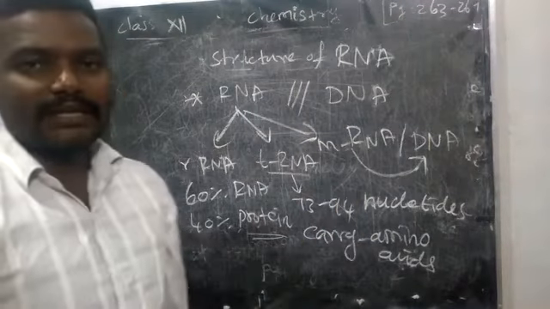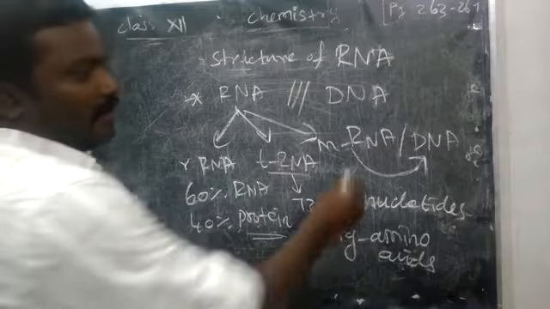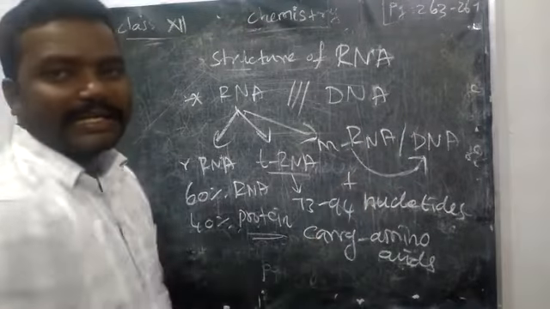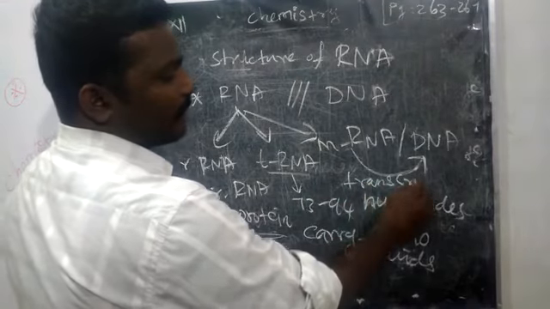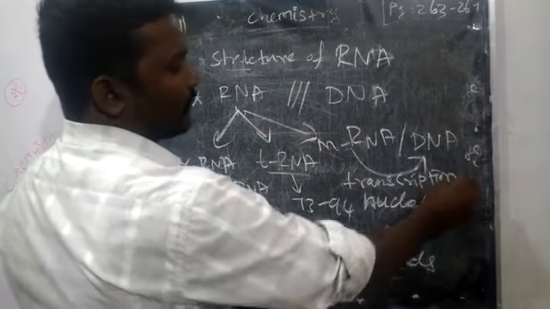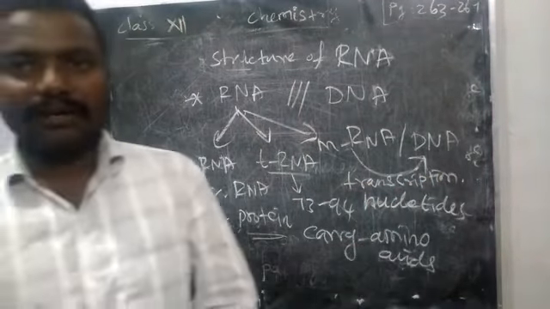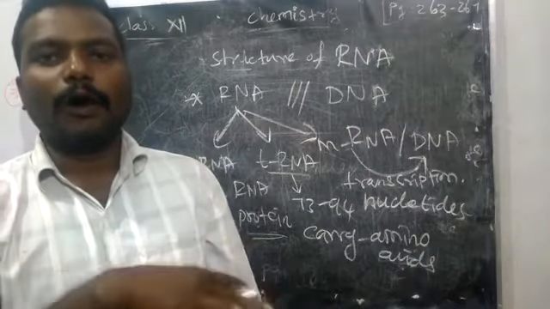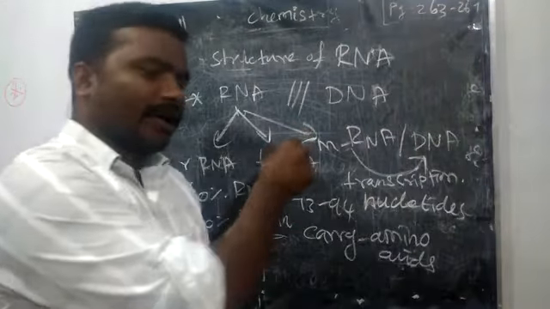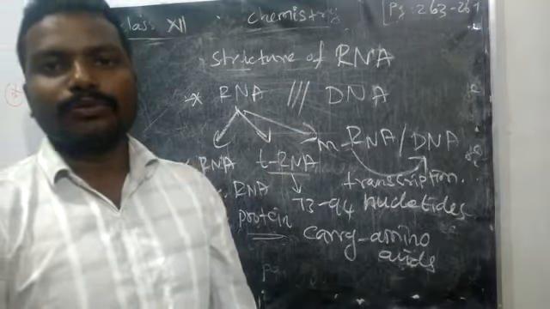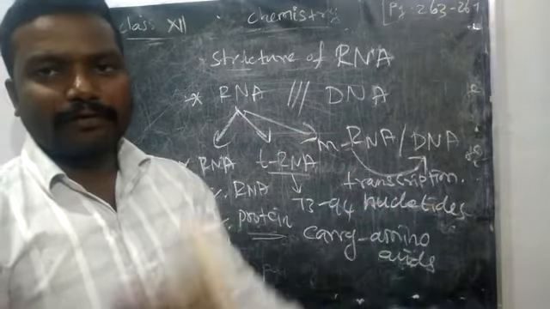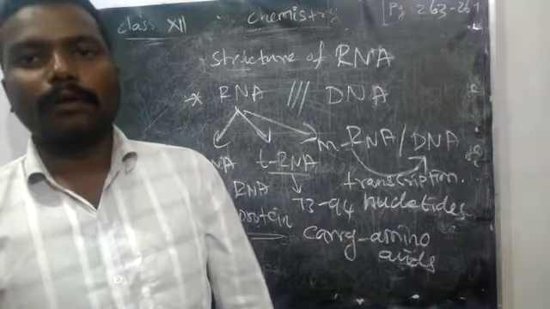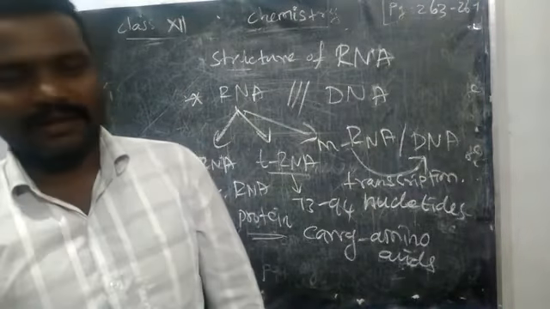That's why we can say this is transcription. This transferring of genetic character is called transcription. What do you mean by transcription? Where that RNA, what type of RNA? mRNA is used to transfer its genetic character from one form to another, from one place to another place.